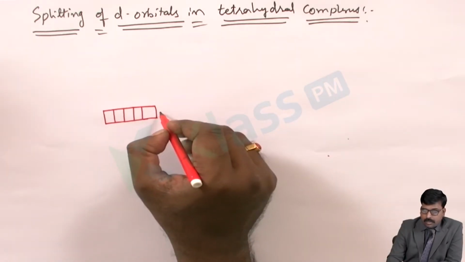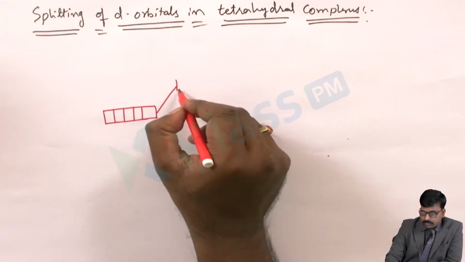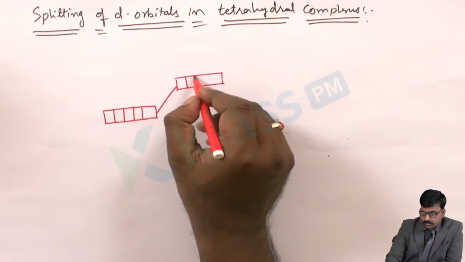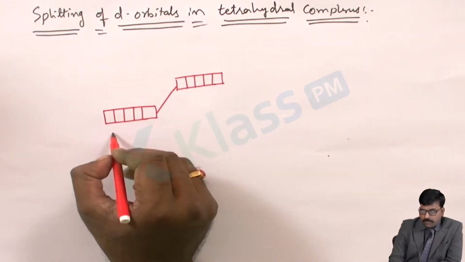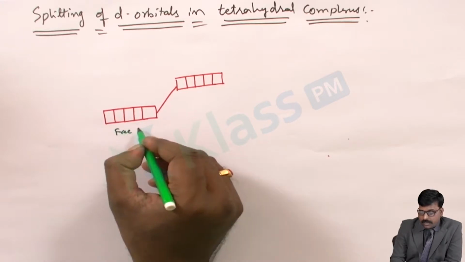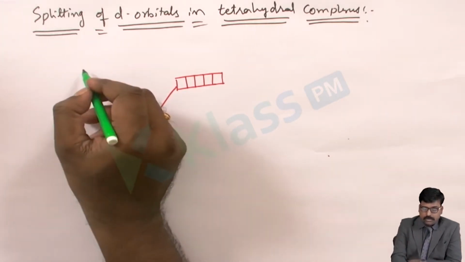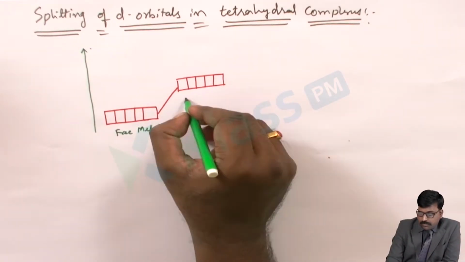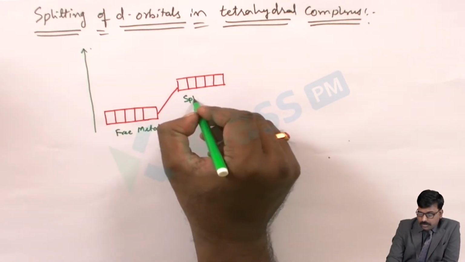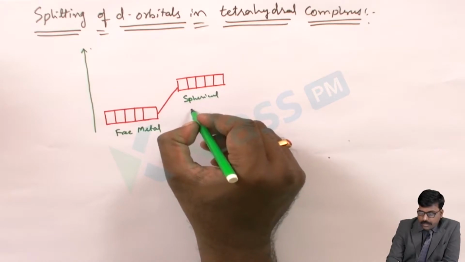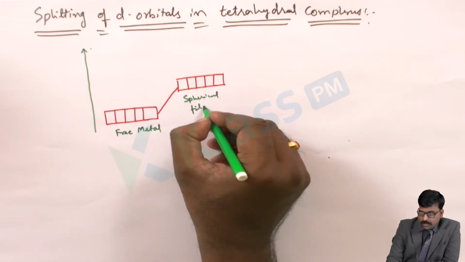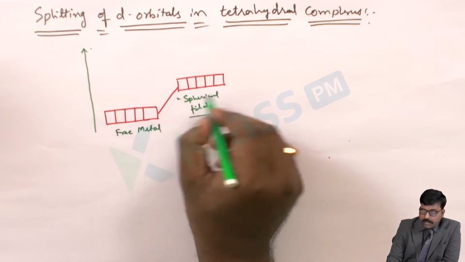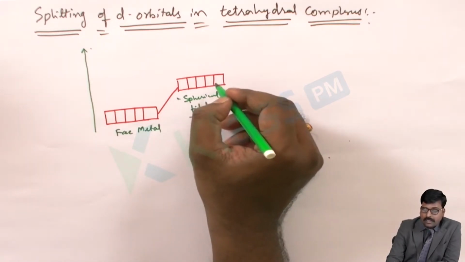This is the d orbital, the free metal ion. This is the energy. Then this is the spherical electrostatic force influenced. So the spherical field is being created. So the energy is increased.